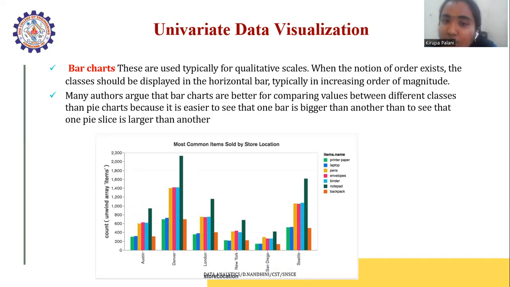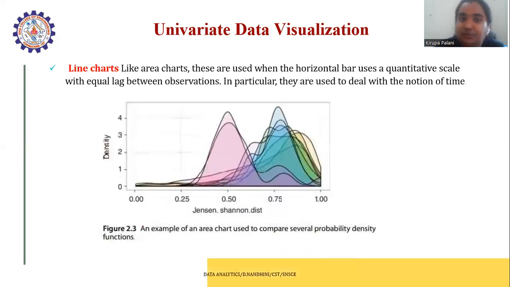The others are shown for a store location: the most common items sold by the store location, with the count of items and item names. Green is printer paper, blue is laptop, green is pens, yellow is pens, violet is envelopes, blue is blender, green is notebook, and yellow is backpack.